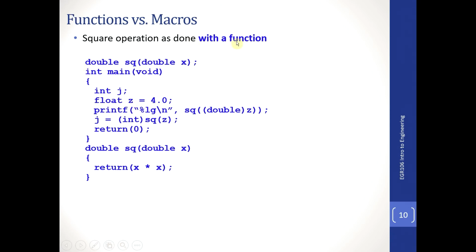We're gonna do a square operation with a function and take a look at what that looks like. So here I have my function prototype. It's declared as a double. SQ is what it's called, and it's expecting one double input called X.